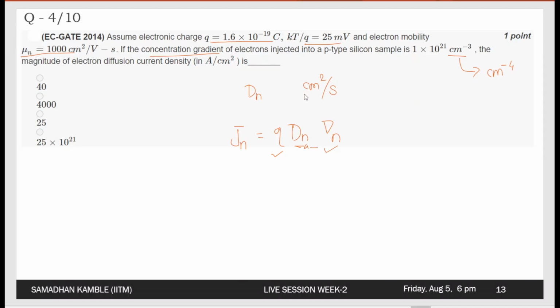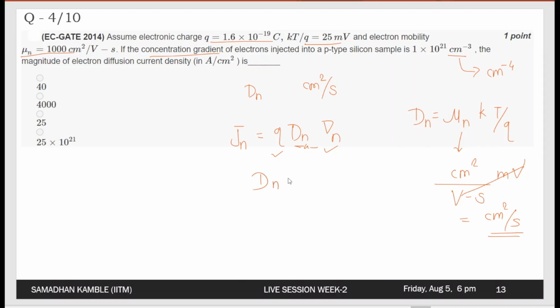The diffusion coefficient is calculated as follows. The diffusion coefficient is basically the product of mobility times the kT by Q parameter. From dimensional analysis, you can see the mobility is given in centimeter square per volt second, and our kT by Q is in volts. So we can cancel the volts, and it will be in centimeter square per second. So we can calculate the diffusion coefficient first.